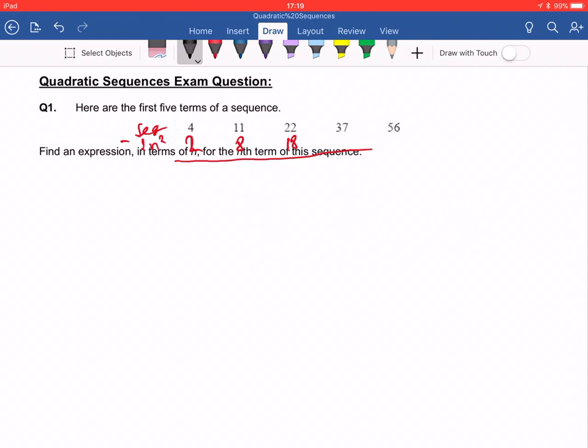Okay, so now we subtract. So we do sequence, take away our 2n squares. So the first one's going to be 2. The next one's going to be 3. The next one's going to be 4. Okay. So now, as you can see, the difference is the same. So remember, we still have our 2n squared here.